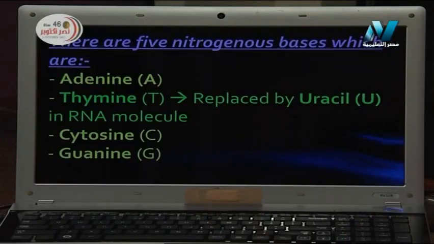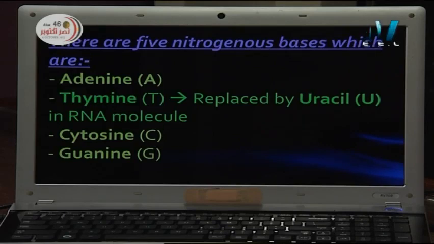There are 5 nitrogenous bases, which are adenine, its symbol is A, and thymine, T. This thymine is replaced in RNA by uracil, another nitrogenous base. So DNA contains thymine, whereas RNA contains uracil. So when I say uracil, I am talking about RNA. If I talk about thymine, I am talking about DNA, whether I tell you or not. We must know this very important information: thymine is found in DNA but uracil is found in RNA.